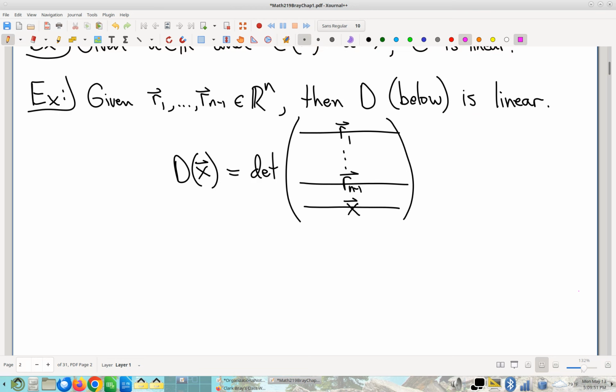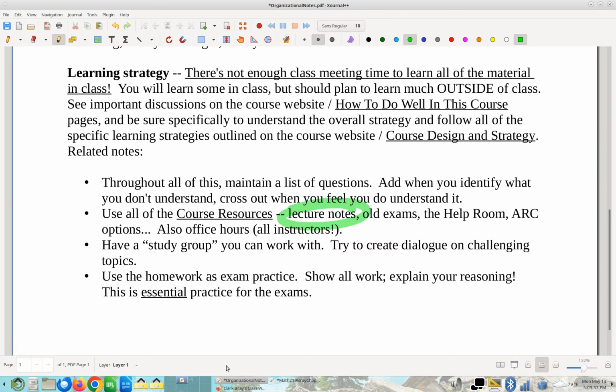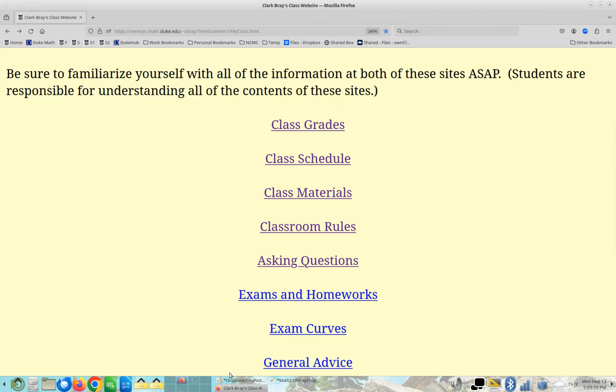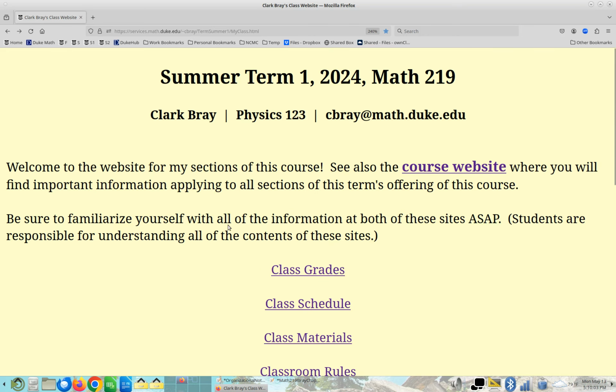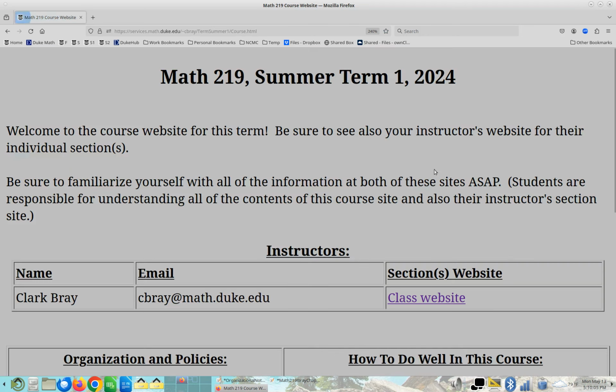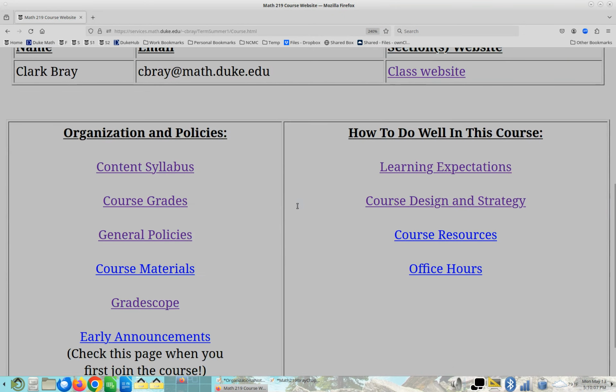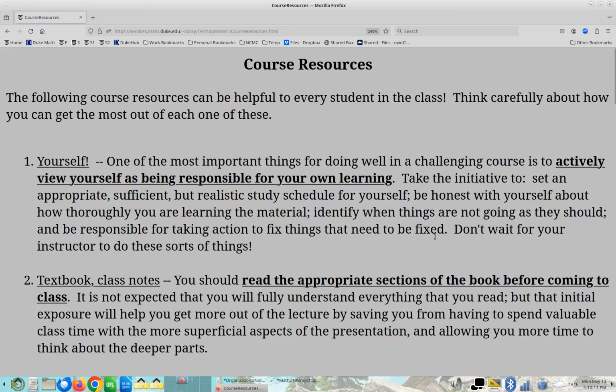All right, and then let's see, the last thing I wanted to talk about, right, so my old exams. So my old exams, you're going to find those on the website as well. That is, it's on the course website, and there's this section called Course Resources. In Course Resources, there's actually quite a few resources listed, if only for effect.